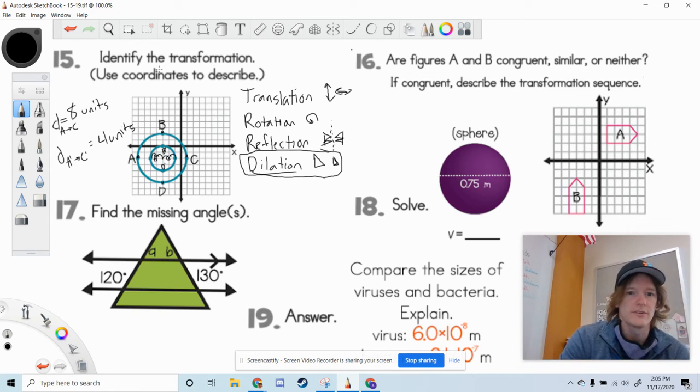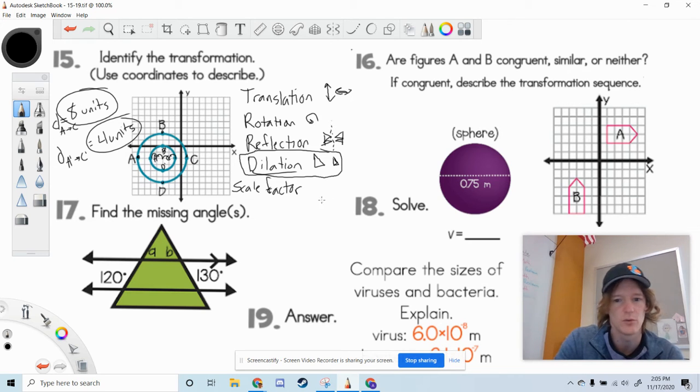And to use coordinates to describe, I'm not going to make you use coordinates on this, but I do want you to say our scale factor. So it's a dilation with a scale factor. What do we multiply 8 by to make 4? 8x equals 4. I want you to solve this. 8 times what equals 4? All right. It's not 2, because that would equal 16. So you're going to have to divide both sides by 8 and figure out what our scale factor is on this one.